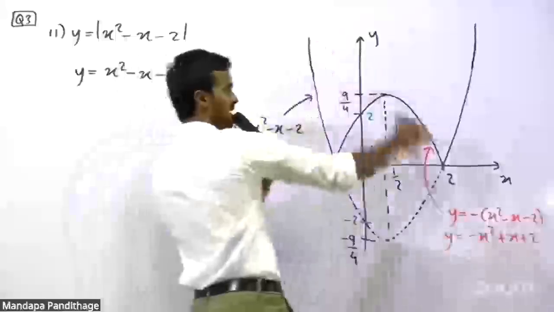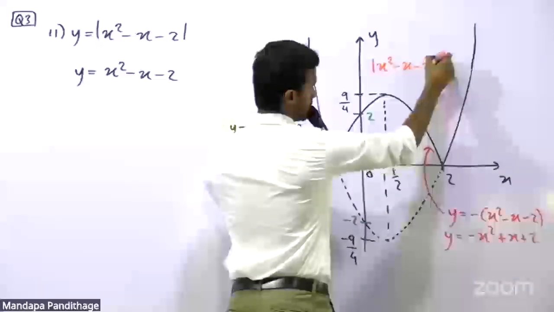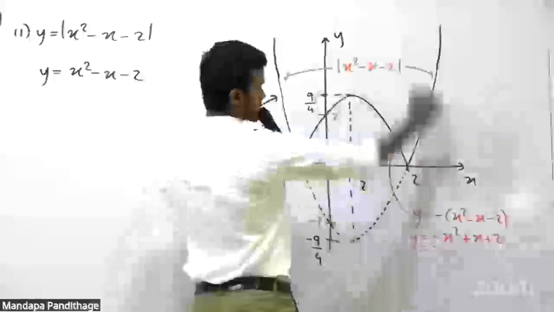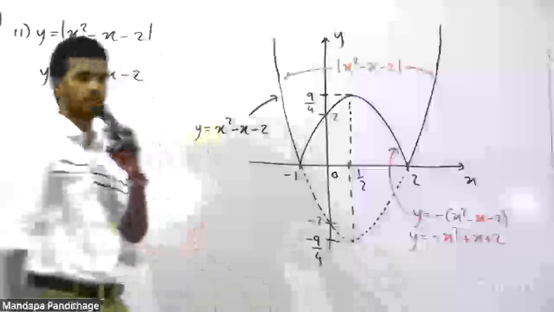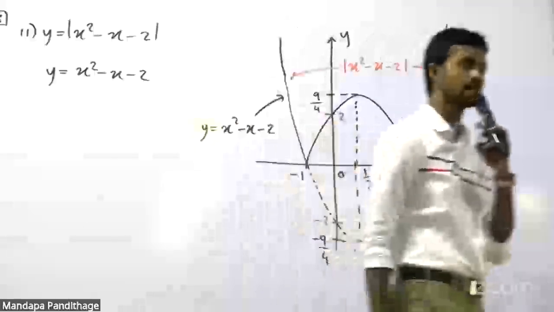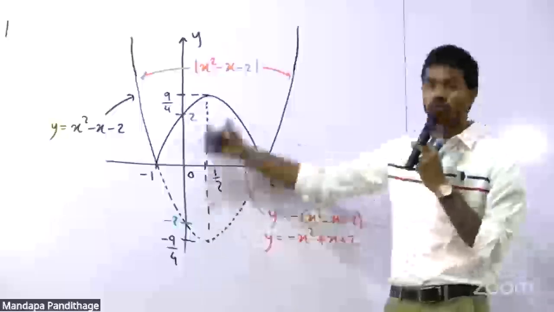So this shape is the modulus of x squared minus x minus 2. This graph is the modulus of the quadratic one. Small thing: what do you have to do when you are supposed to sketch the modulus of a quadratic? First draw the quadratic one and mirror the negative side into the positive side.